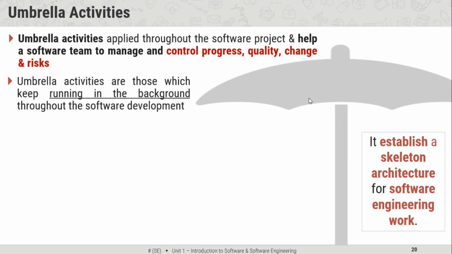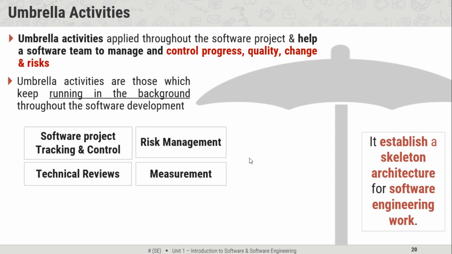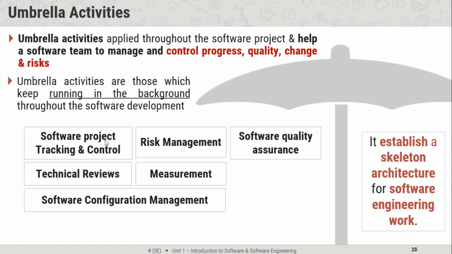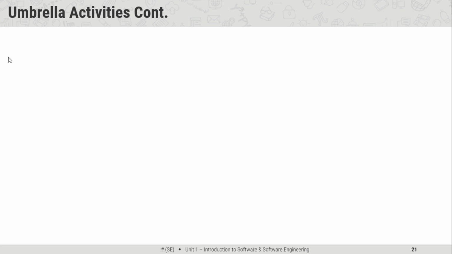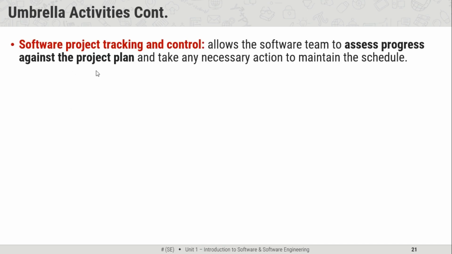Just for example, an umbrella helps us to protect from the rain. In the same way, some activities protect our software, to ensure proper quality and to control the progress of our software. So it establishes a skeleton architecture for software engineering work. Some examples of umbrella activities are software project tracking and control, risk management, software quality assurance, and so on. So let's understand these umbrella activities in detail.